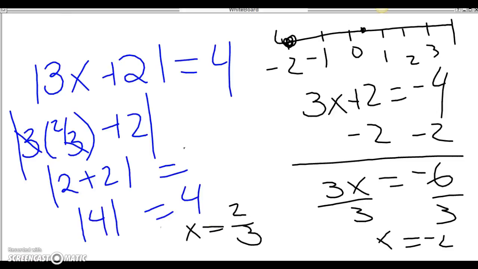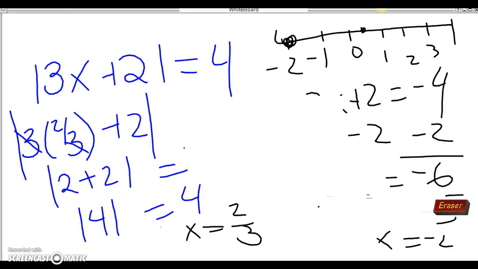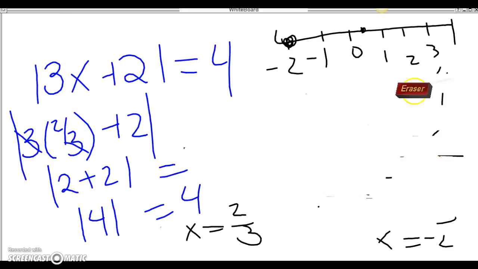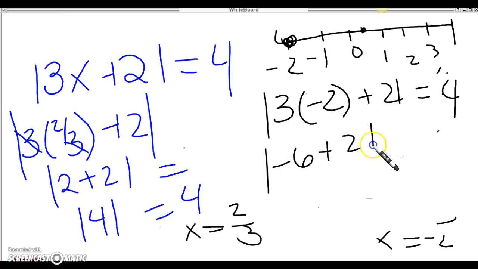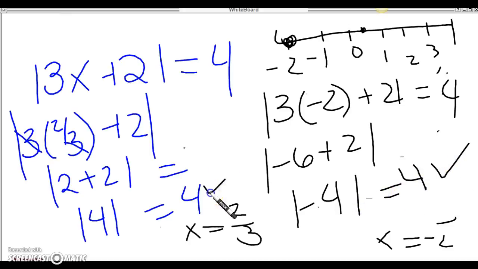Let's do the second one. I get absolute value of 3 times -2 plus 2. I want to see if that equals 4. And I get absolute value of -6 plus 2, which is giving me the absolute value of -4, which is 4. So that checks out.